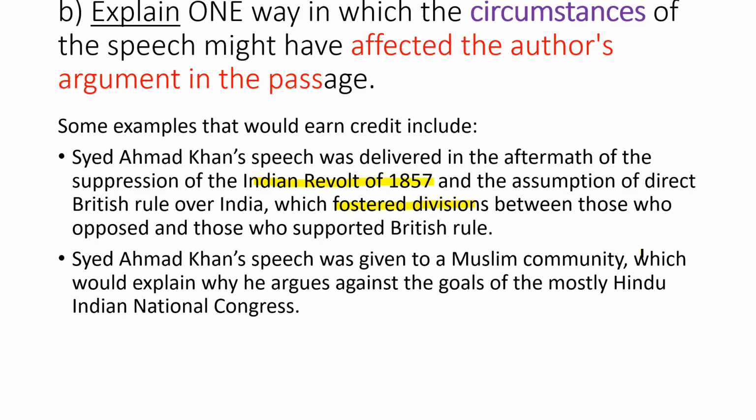His speech was given to a Muslim community, which would explain why he argues against the goals of the mostly Hindu Indian National Congress. A lot of you got in and around this, but you're not explaining why it might have affected the author's argument. The broader context is that the Indian National Congress is predominantly Hindu. He is speaking to a Muslim community, and part of this might contribute to why he is arguing against the goals. You can't say things that won't get the credit, like he's a Muslim and he's not going to like these things. You need to be more specific.